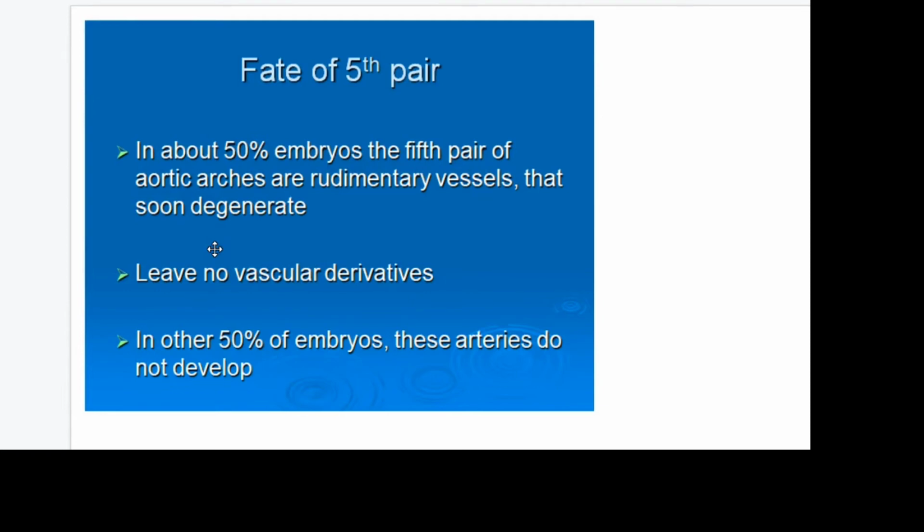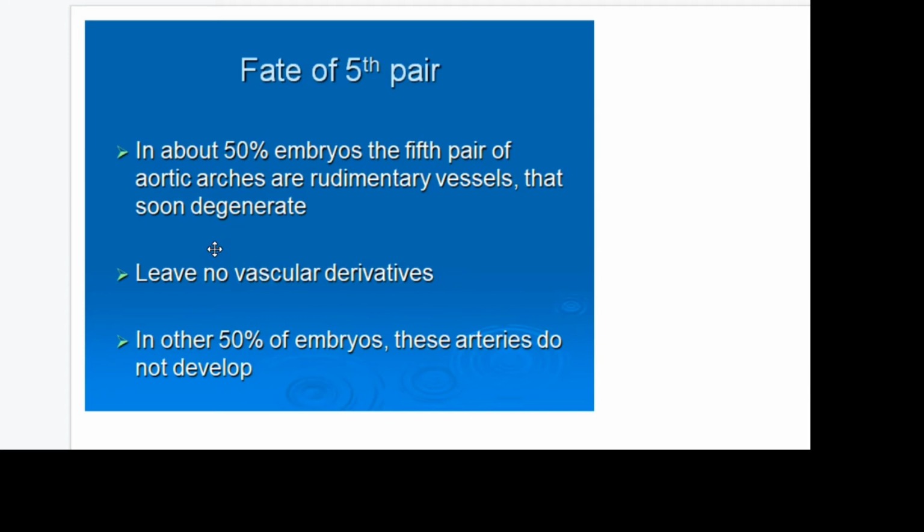The fate of the fifth pair of aortic arches is that in about 50% of the embryos, the fifth pair of arches are rudimentary and they soon degenerate and leave no vascular derivatives. In another 50%, these do not develop. So in 50%, even if they develop, they are rudimentary and soon degenerate, but in the other 50%, they are not formed at all.